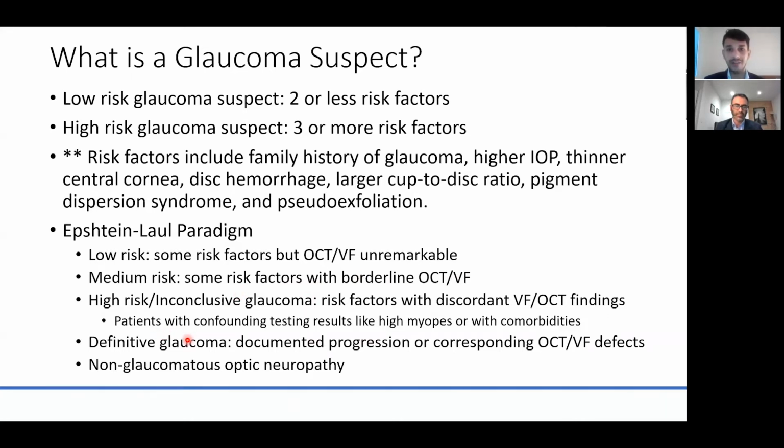Either you have documented progression, or you have corresponding visual field and OCT defects on these patients. So the ones that have an inferior notch, inferior RNFL OCT thinning, corresponding GCA thinning, and a visual field defect, those are easy to tell. And then, of course, you have your non-glaucomatous optic neuropathy patients, which a lot of times you might find while you're checking for glaucoma.